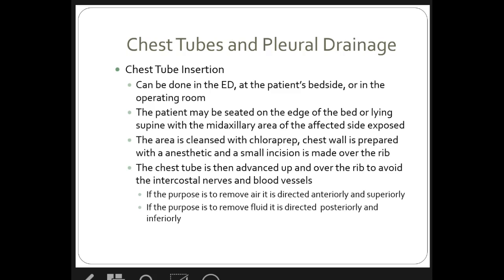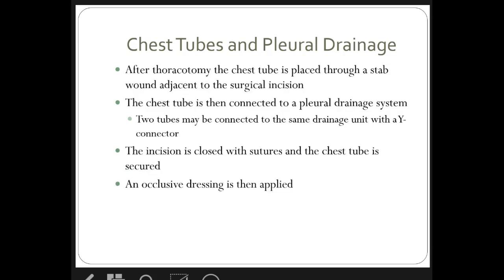The insertion of the tube allows the removal of the air and also removal of any fluid, which allows the lung to expand. After thoracotomy, a chest tube can also be placed through a stab wound that's adjacent to the surgical incision. The chest tube is then connected to a pleural drainage system. Two tubes can be connected to the same drainage unit with a Y connector. The incision is closed with sutures and the chest tube is secured. And then an occlusive dressing is applied after that.